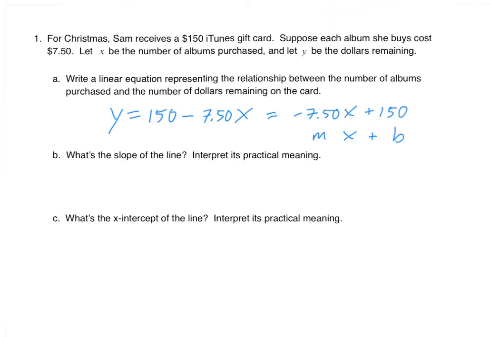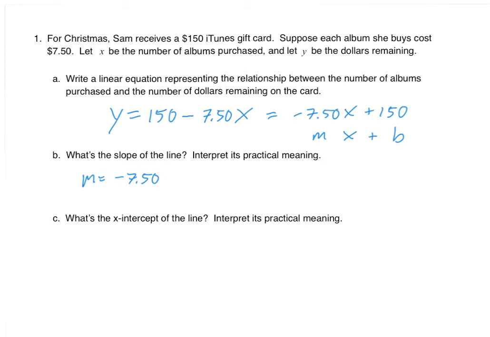So we've got a linear relationship between the number of albums purchased and the corresponding value on the card. What's the slope of this line? Well, notice the m value is specifically negative 7.50. So the slope is negative 7.50. Now, we want to interpret the meaning of the slope. Most people can quickly find the meaning of the slope in this particular example, but the next one becomes a little bit more challenging. Because the 7.50 was already in the problem as the cost of each album, it's not very difficult to describe the meaning of this slope.